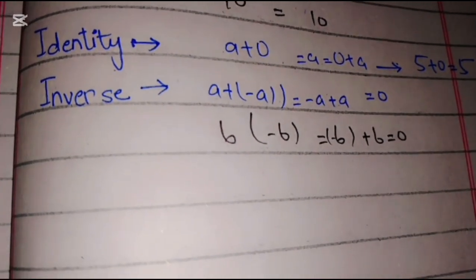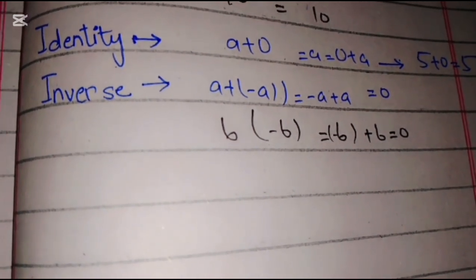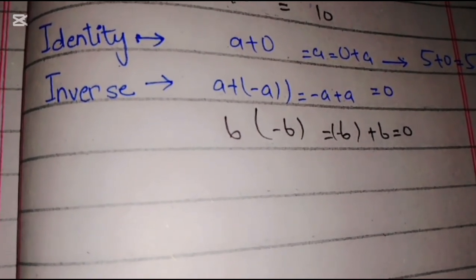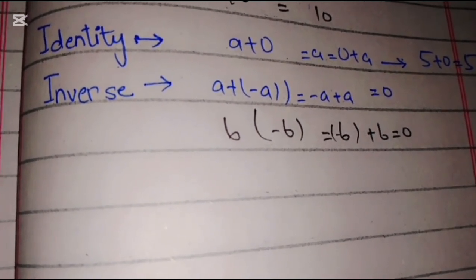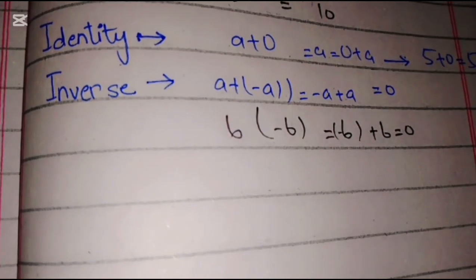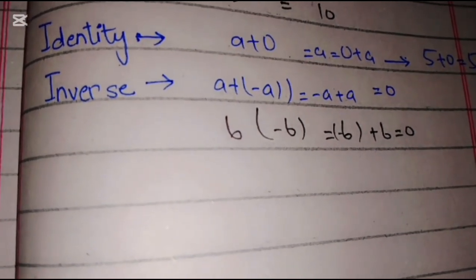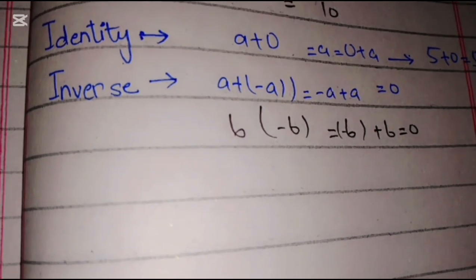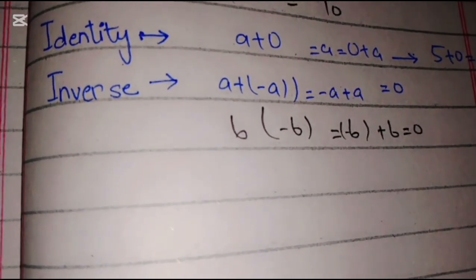The other property is the inverse property. In the inverse property, if we add anything to its inverse, we will get the answer zero. When we add a number and its inverse, we get the answer 0.